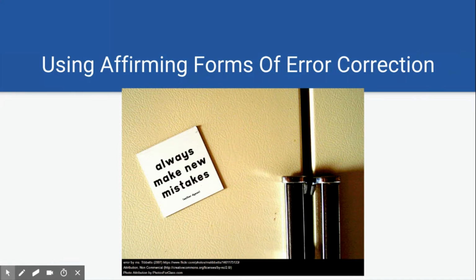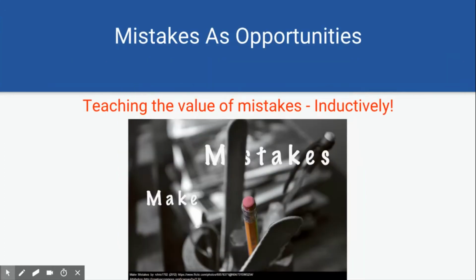The last part to keep in mind is the idea of using affirming forms of error correction. We always make mistakes. I am a learner of the Spanish language. I make zillions of mistakes. And we want to encourage students to look at mistakes as opportunities.